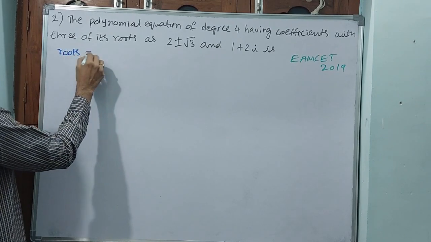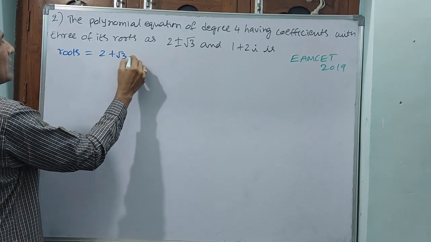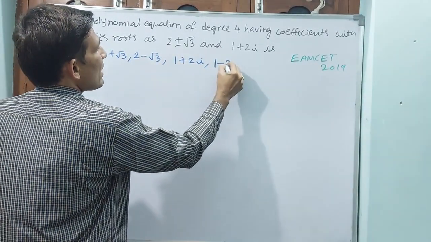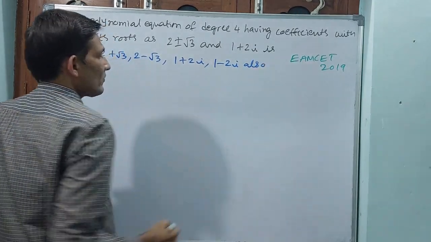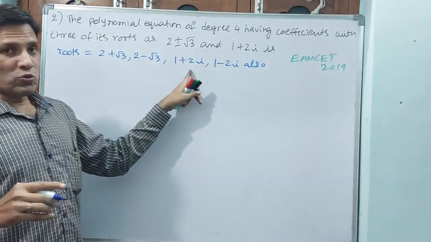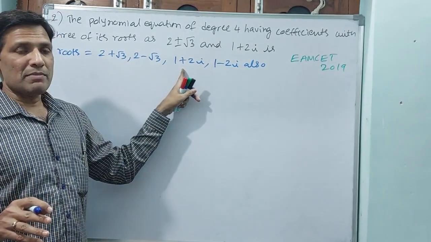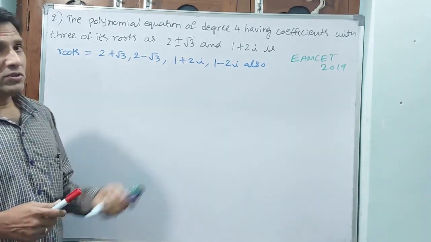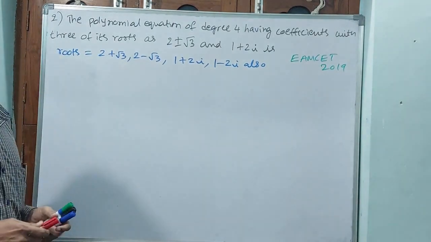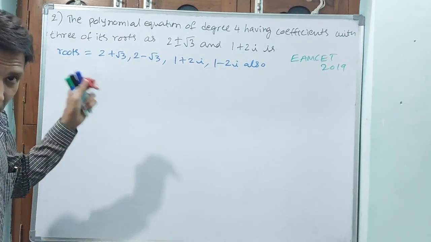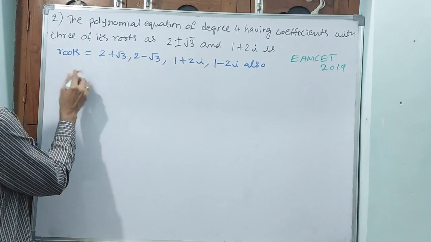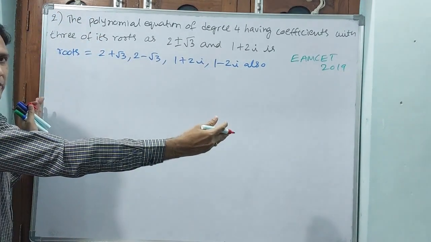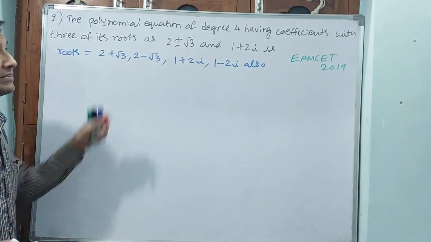Roots are 2 plus root 3, 2 minus root 3, 1 plus 2i, 1 minus 2i also. Please remember, 1 plus 2i alone will not come as a root. Whenever a complex number comes, it comes as a pair: 1 plus 2i, 1 minus 2i. Now with these 4 roots, how are you going to make the equation? Taking 2 roots gives one quadratic, and this gives another quadratic. You take 2 quadratic equations and multiply, then the final equation will come.